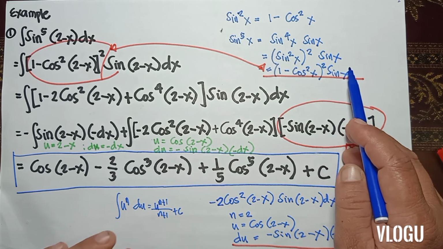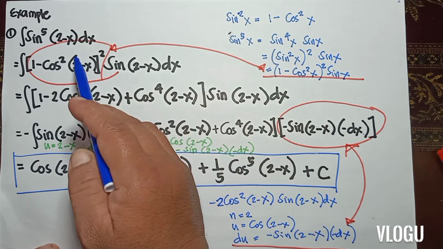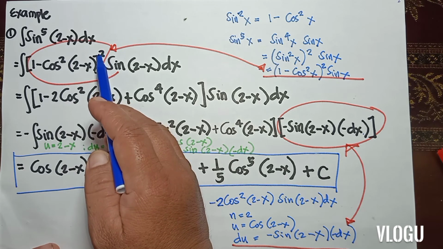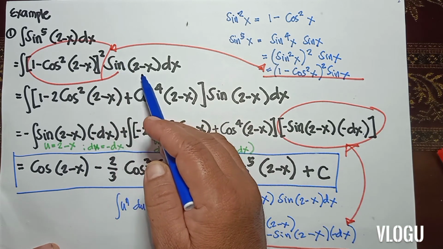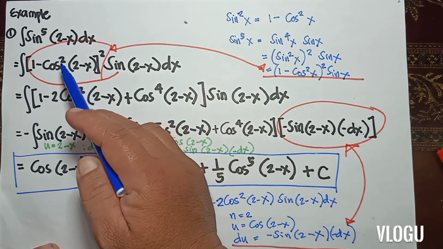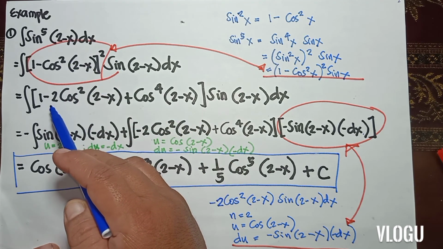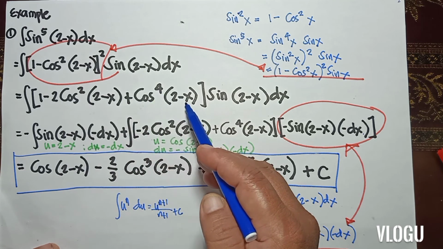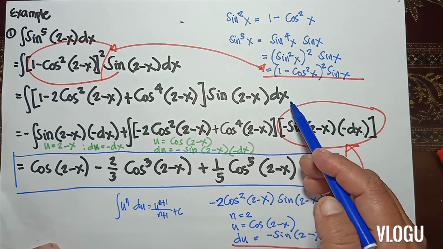So that's the reason for our second line: 1 minus cosine squared of (2 minus x), squared, then times sine of (2 minus x) dx. After that, expand (1 minus cosine squared u) squared. That's the reason we have 1 minus 2 cosine squared (2 minus x) plus cosine to the fourth (2 minus x), times sine (2 minus x) dx.